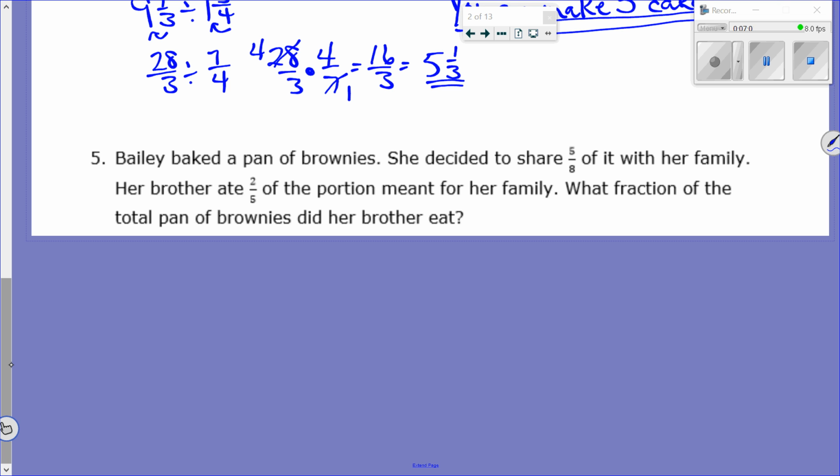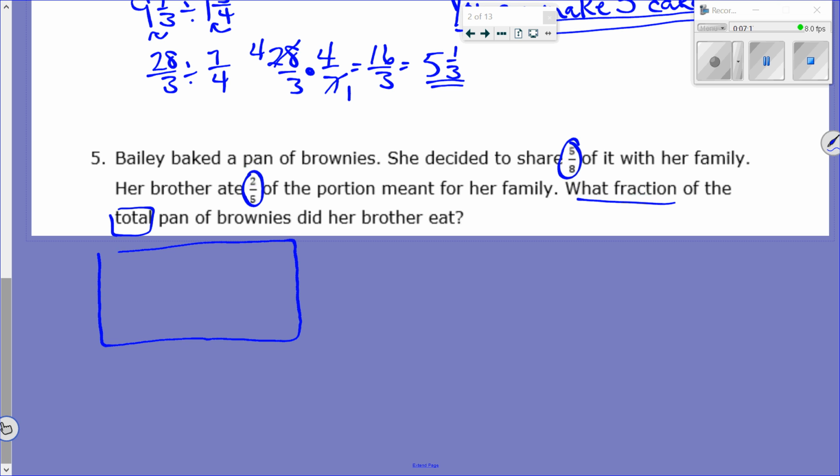Bailey baked a brownie. She decided to share 5/8 of it with her family. Her brother ate 2/5 of the portion meant for her family. What fraction of the total pan of brownies did her brother eat? This is another one that for me, a model actually helps out.